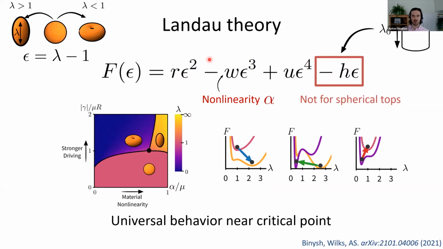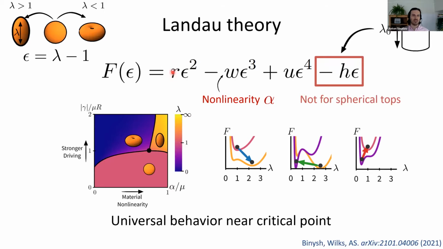One of the important points here is that you need a nonlinearity that comes in at its lowest order. So this W, for example, might not exist. One example where it doesn't exist is if you had a 2D shape, a disk surrounded by a line tension. That's an example where you get a different type of Landau theory, and the phase diagram no longer looks like this.